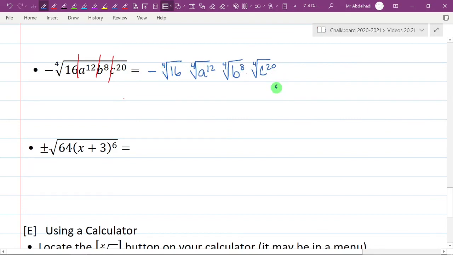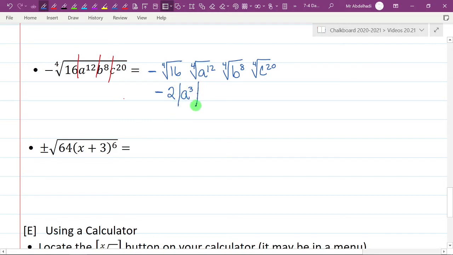Now, can you take the 4th root of 16? Yeah, we did it before. It's 2. It's positive 2. But there's also that negative hanging out outside. So just bring that negative down. It's just going to sit there. Like I said, it's like a spectator. It doesn't do anything. It just stays where it is. Now this is going to be a to the what? 12 divided by 4. A to the 3rd. And we went from an even to an odd power.